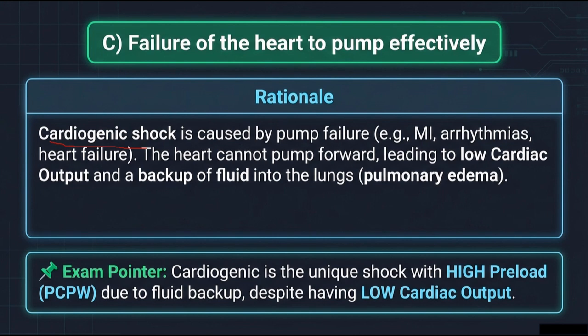The patient's heart is unable to pump the blood into the circulation. We need to know cardiogenic shock is the unique shock with high preload due to the fluid backup despite having low cardiac output, right? So in cardiogenic shock the preload will be high and the cardiac output will be low, and because of that the patient will have the shock condition.